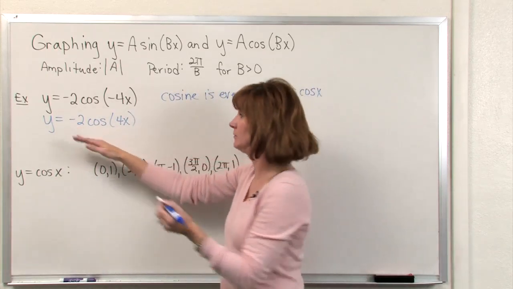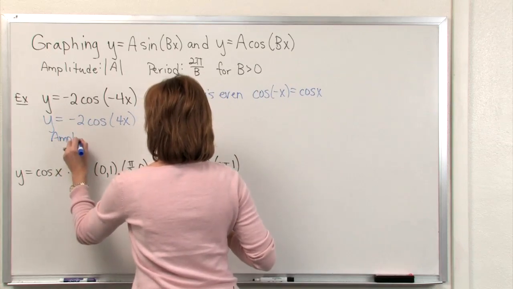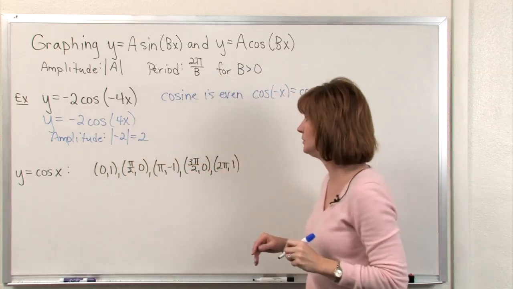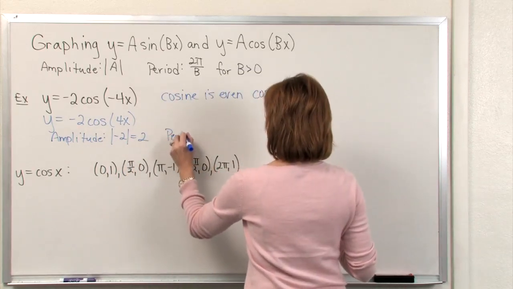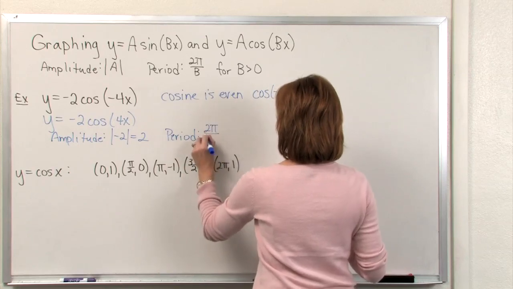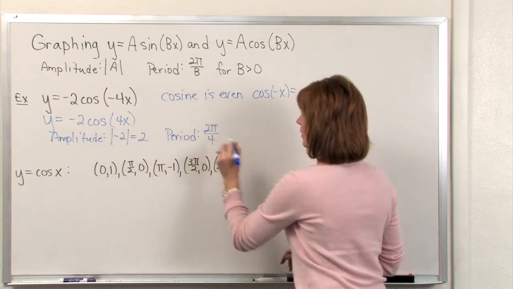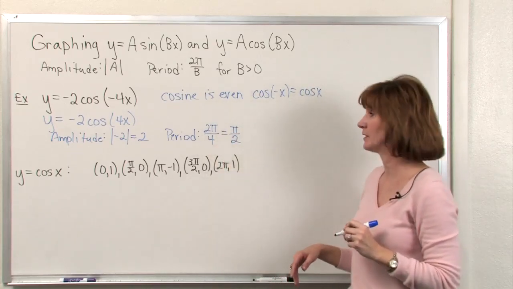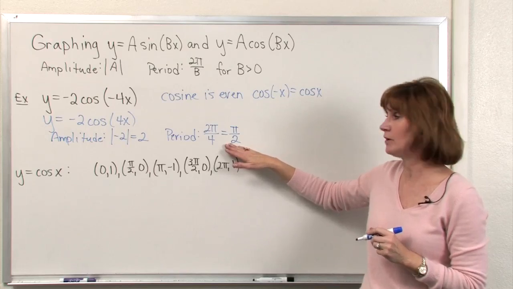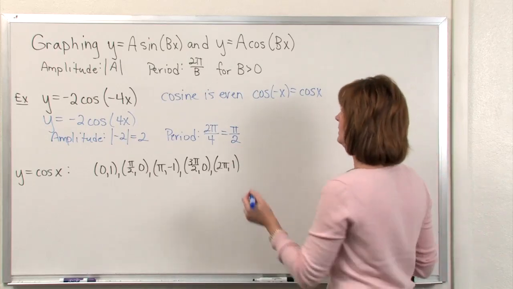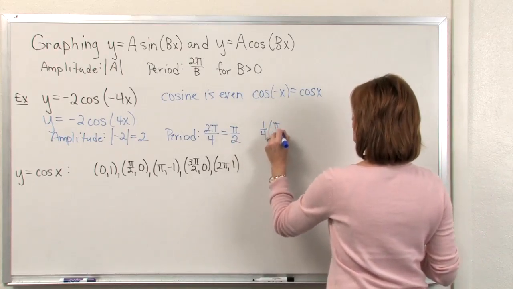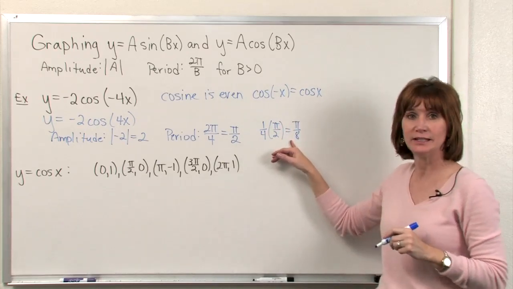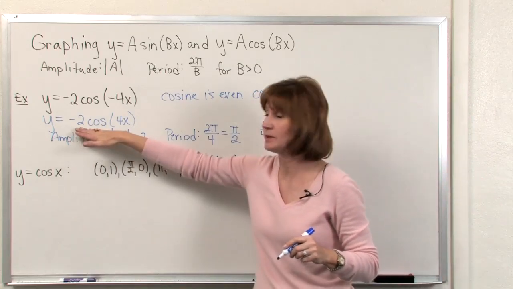Now, what's the amplitude? Well, the amplitude is going to be the absolute value of negative 2, which of course is positive 2. What's the period? Well, we find the period by taking 2 pi, dividing by b, which in this case is 4. So our period will be pi over 2. Now, how do we get our x-coordinates? We need to know 1/4 of the period. And what is 1/4 of pi over 2? Well, that's pi over 8. So pi over 8 is going to be what we add to each x-coordinate to get our x-coordinates for our quarter points for this function.